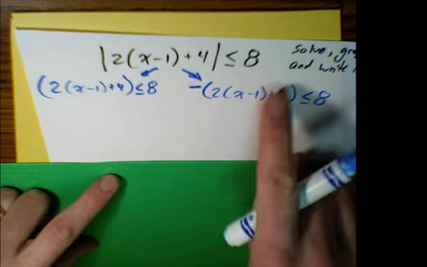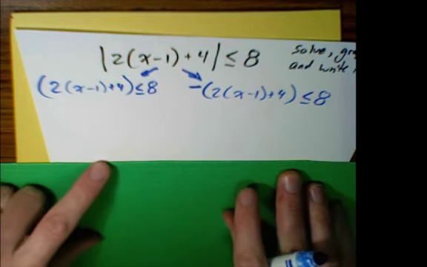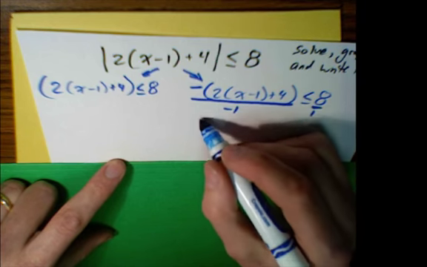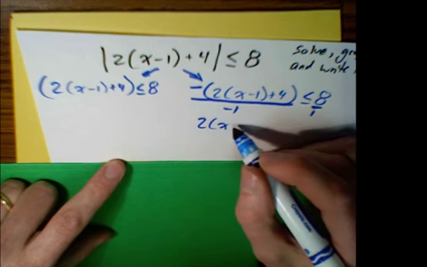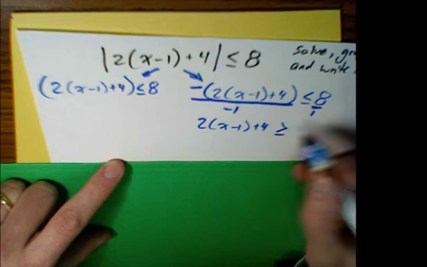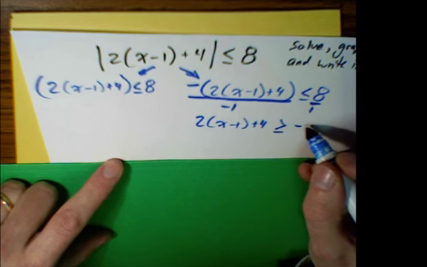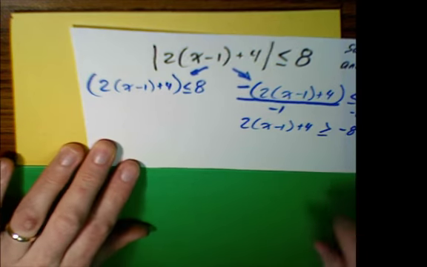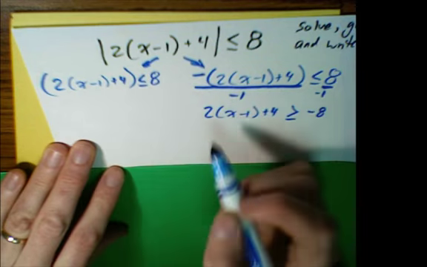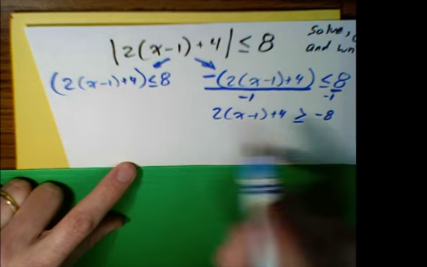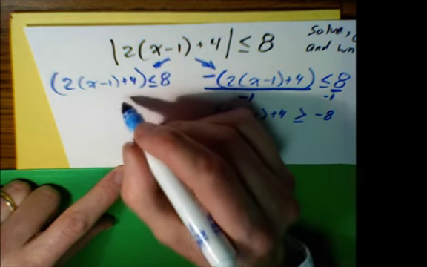Now instead of distributing that negative, I'm just going to get rid of that negative right away on this side by dividing this entire thing by negative 1. So we'll end up with 2 times the quantity x minus 1 plus 4 is greater than or equal to negative 8. Let's do both problems in a parallel fashion, because whatever we do to one is going to have a very similar effect on the other.